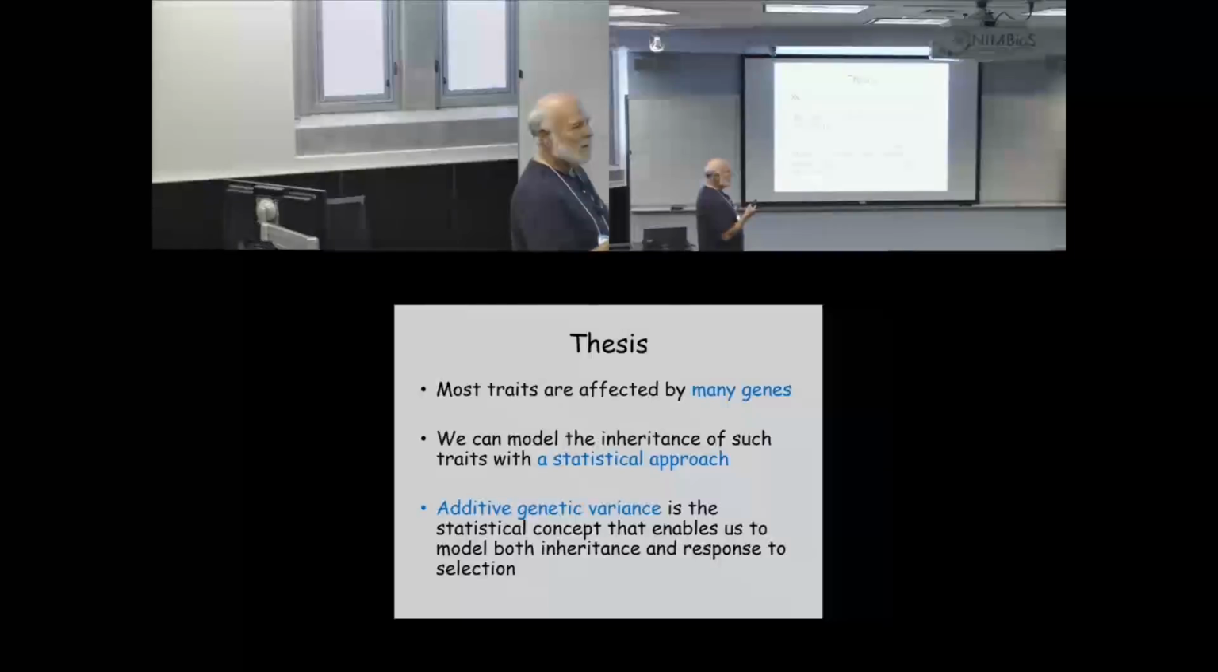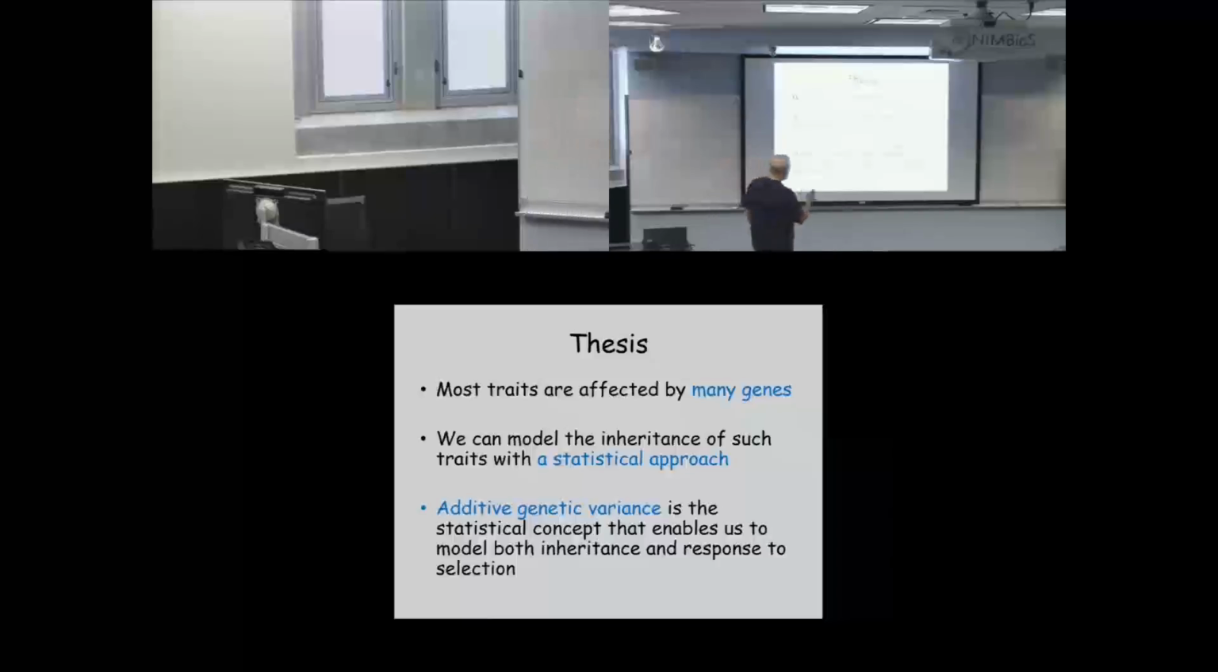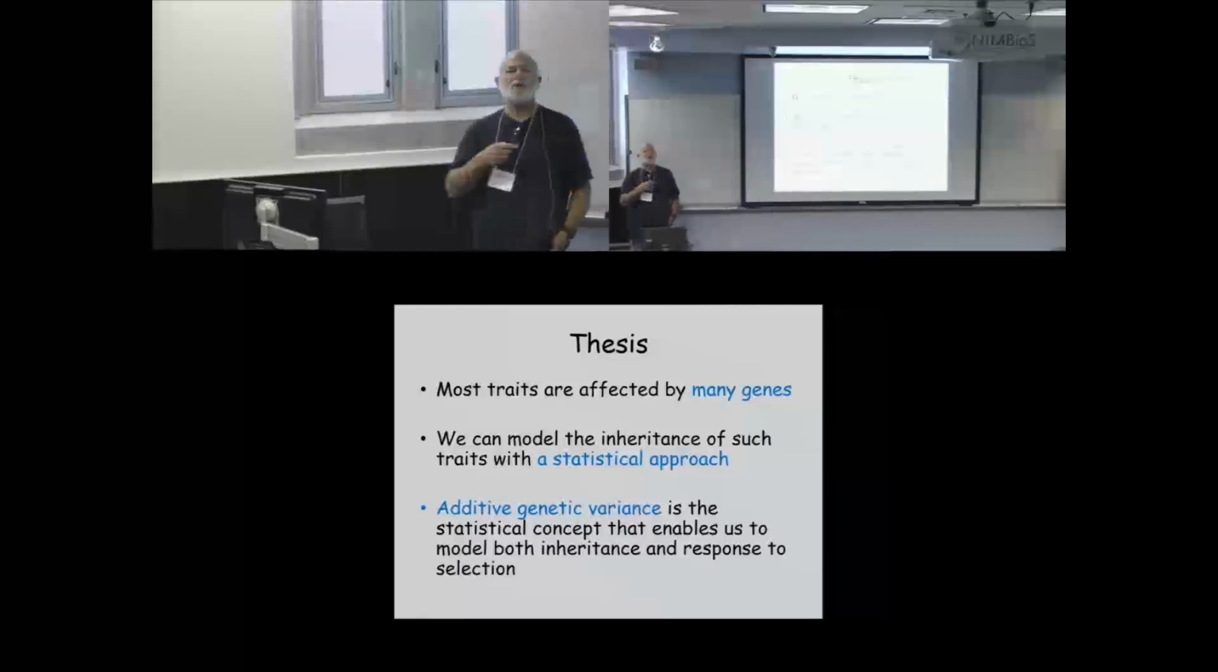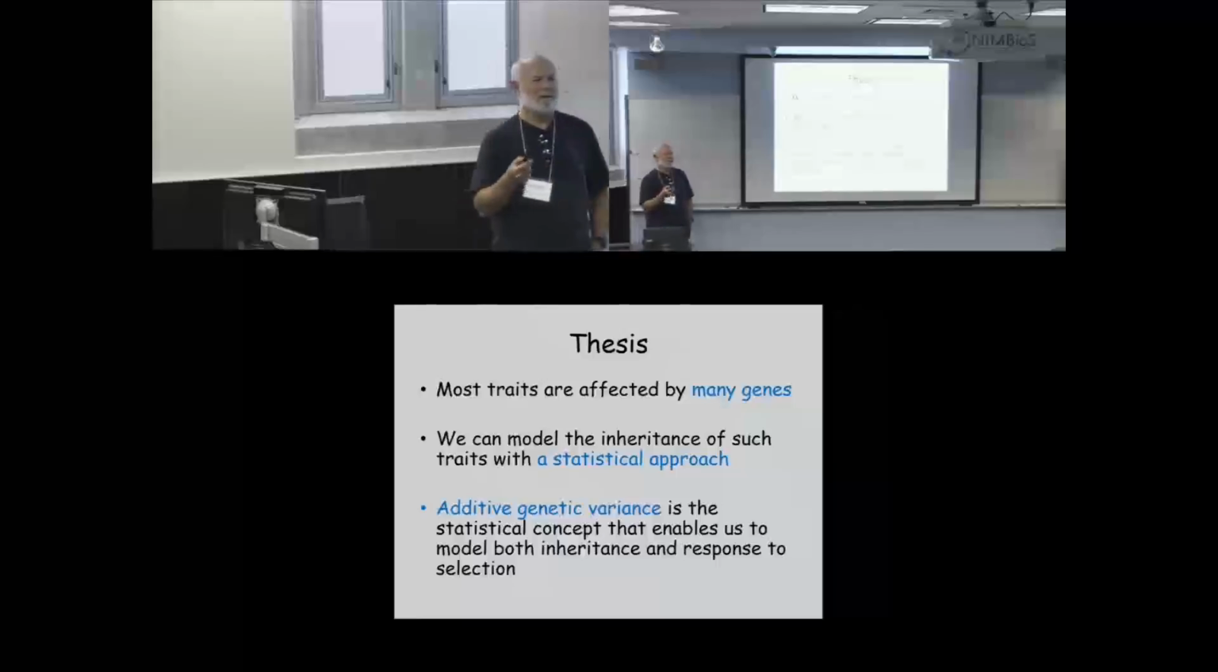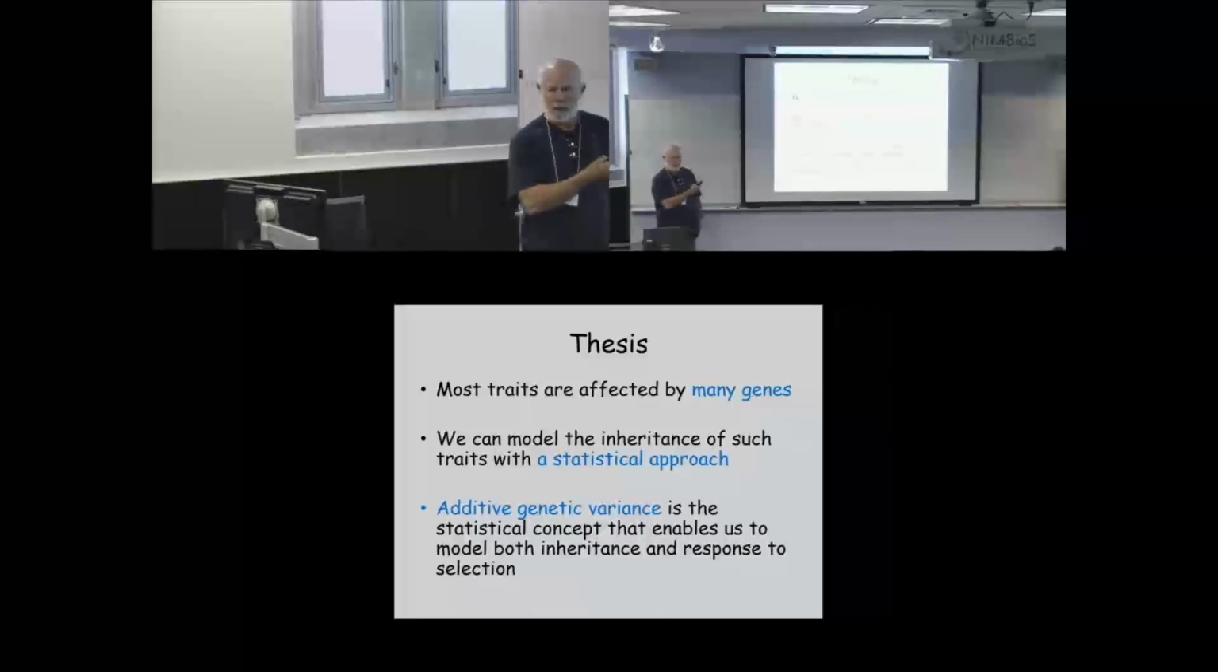Thirdly, in that Fisherian approach, additive genetic variance is the statistical concept that enables us to model both inheritance and response to selection. It also enables us to model drift in the trait as drift changes the mean from generation to generation. For all of these things, inheritance, that is to say resemblance between parents and offspring, response to selection, response to drift, genetic variance is the key concept. And so that's why we're so much more interested in additive genetic variance than we are in dominance variance. There are relatively few things that dominance variance is good for, but additive genetic variance is useful in many different ways.